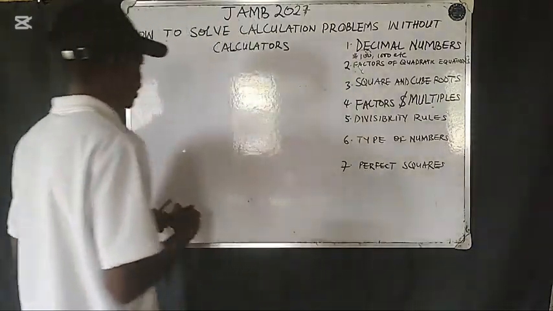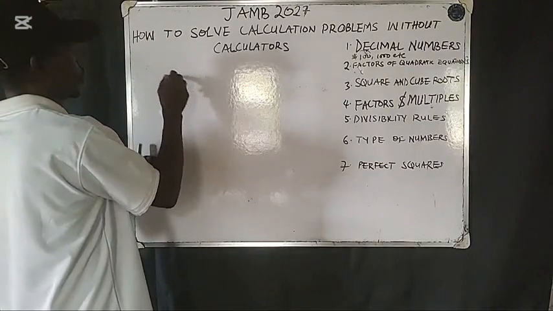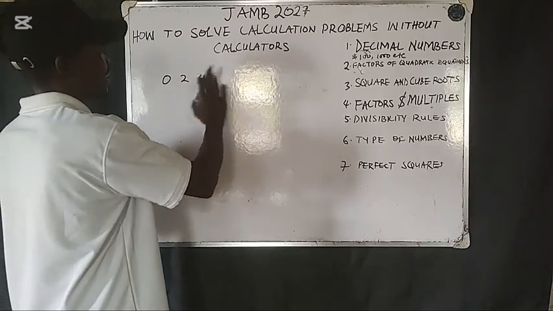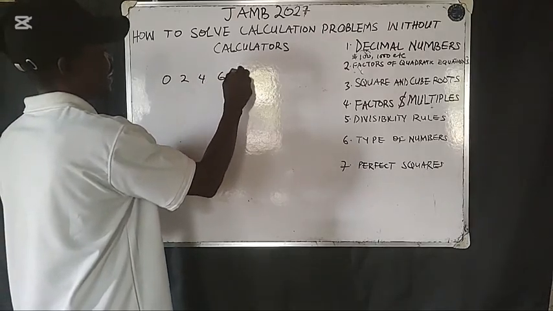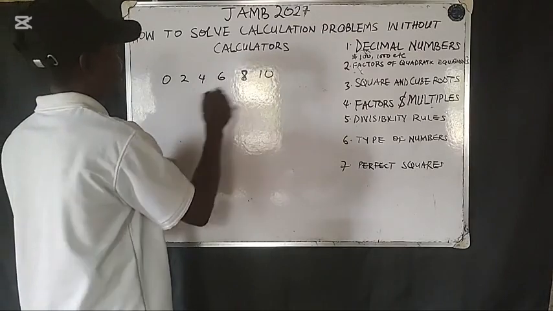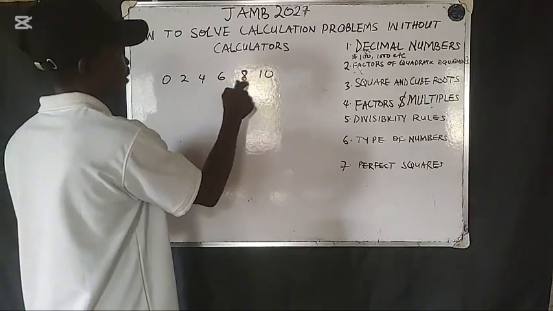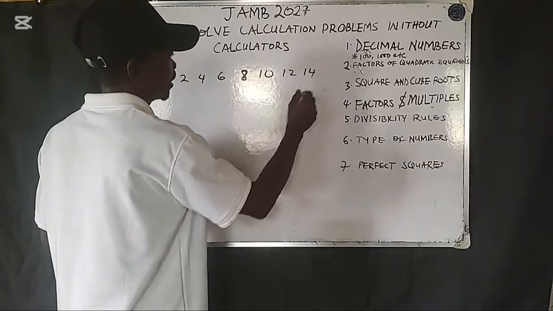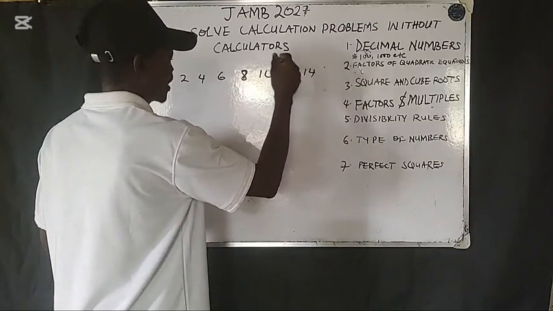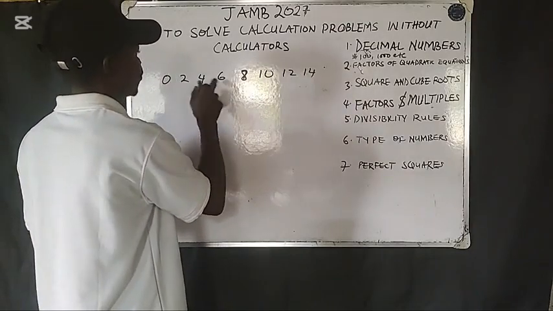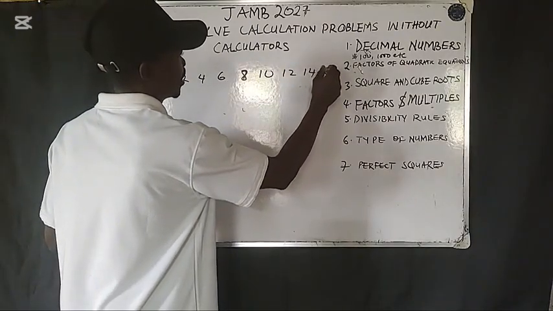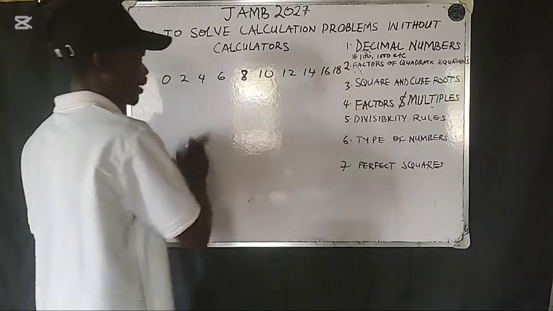So the first 10 even numbers will be 0, 2, 4, 6, 8, 10. How many now? 1, 2, 3, 4, 5, 6. Then we have 12, 14. Let's count the first 10: 1, 2, 3, 4, 5, 6, 7, 8. Then we have 16, 18. These are the first 10, right?